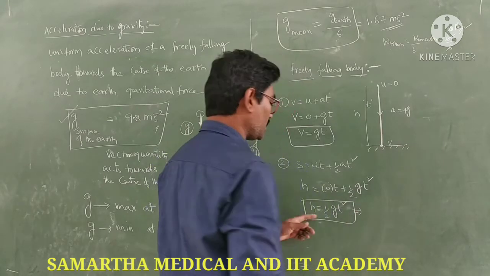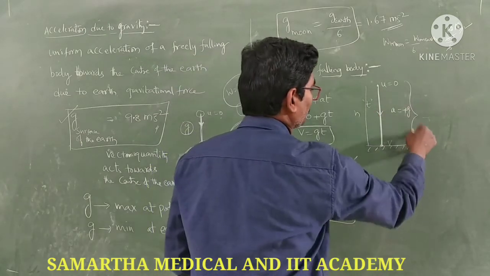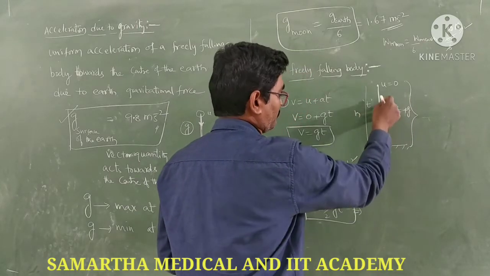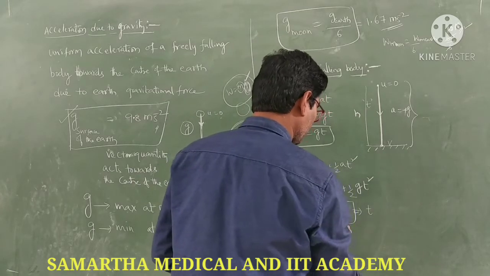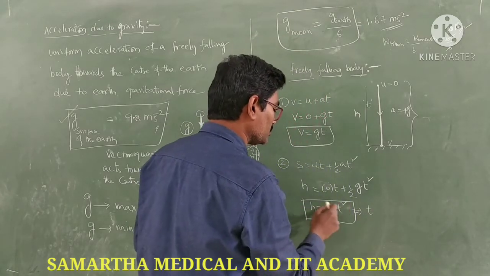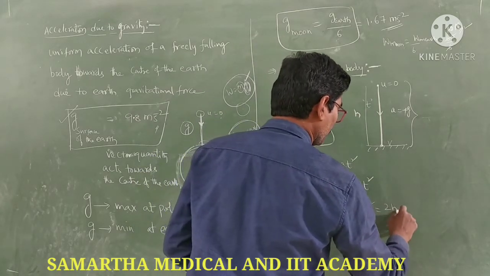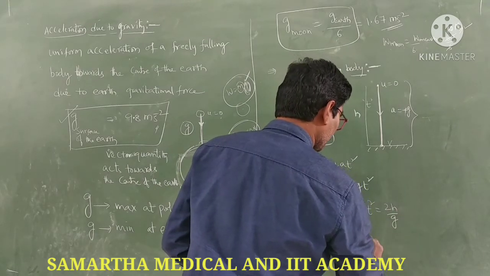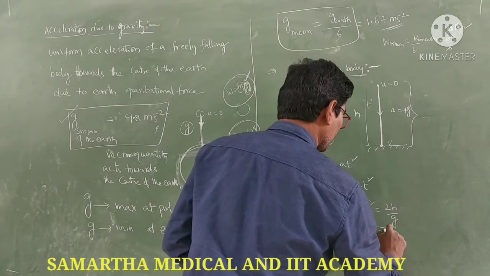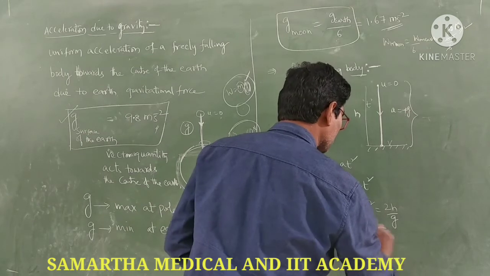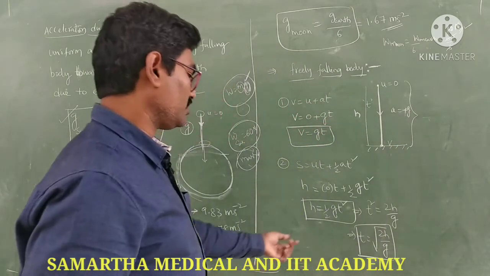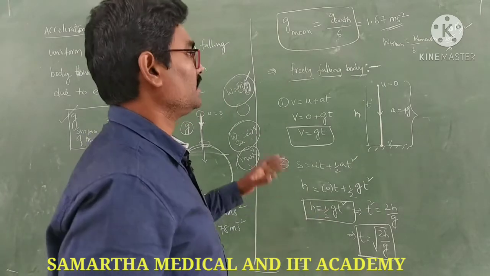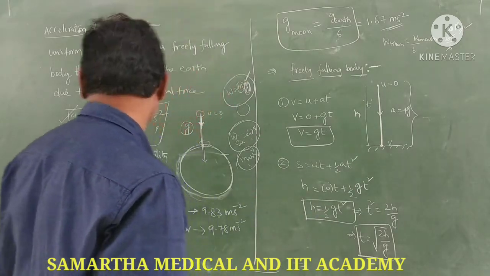From this you can calculate the time it takes to reach the ground for a body which is dropped from a height h. So t square is equal to 2h by g. From this, t is equal to root 2h by g. So this is the time it takes to reach the ground if it is dropped from a height h. Next, go to the third equation of motion.